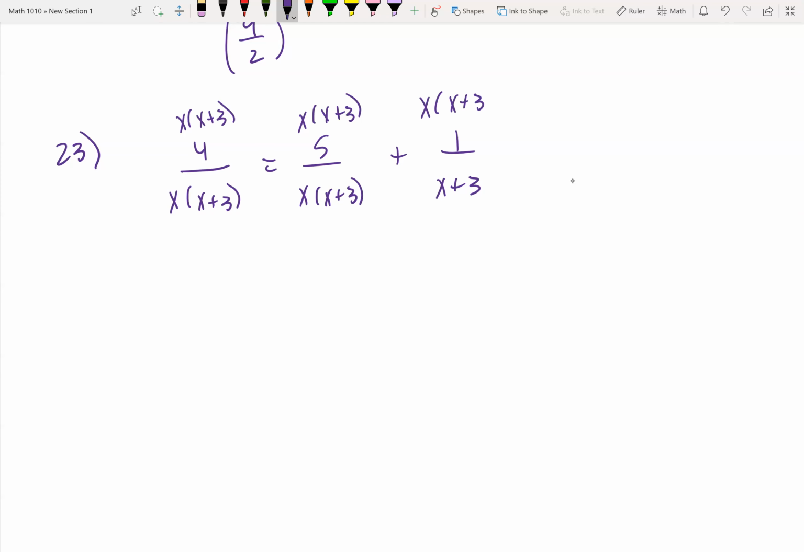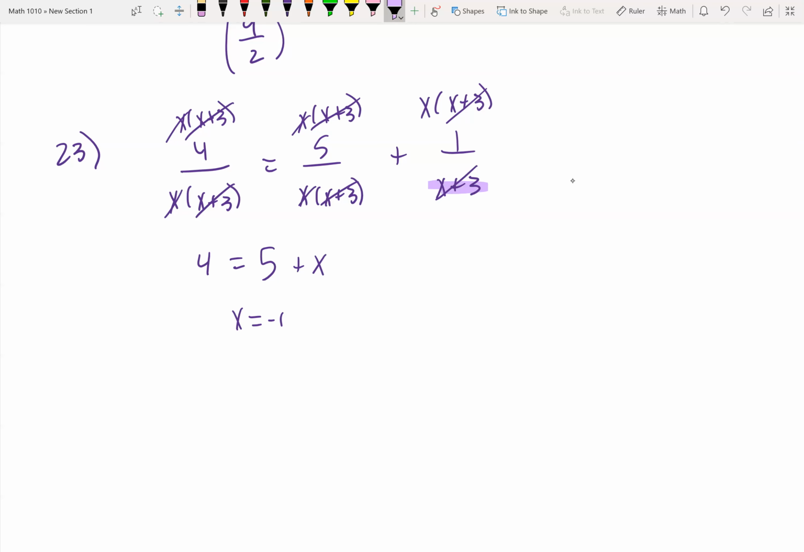So the first fraction, x's cancel, x plus 3's cancel, and I have a 4. Second fraction, everything cancels as well, so I have a 5. This guy, x plus 3's cancel, so I have an x. Pull my 5 over, it becomes a negative. I get x equals -1.